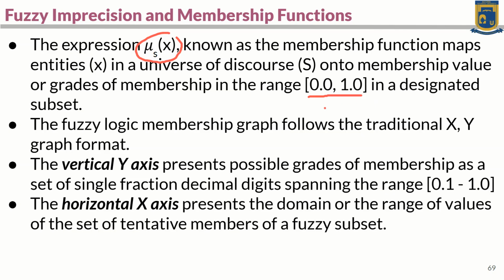Okay. So the fuzzy logic membership graph follows the traditional X and Y graph format. So you have the X and the Y as he's talking about. So what does the vertical axis represent? The vertical axis represents the possible grade of membership, or the degree of membership, which spans from 0 all the way to 1.0. So here he's putting 1.0 over here.